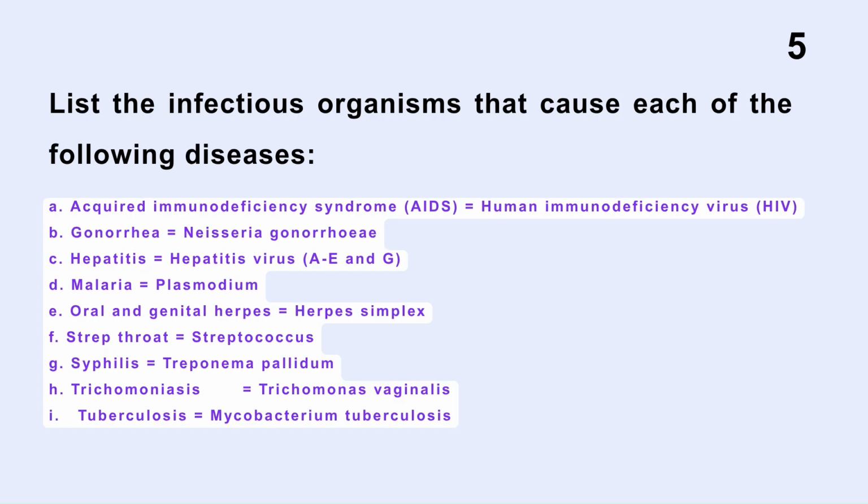Number 5. List the infectious organisms that cause each of the following diseases. A. Acquired immunodeficiency syndrome, AIDS, by human immunodeficiency virus, HIV. B. Gonorrhea by Neisseria gonorrhoeae. C. Hepatitis by hepatitis virus, A and G. D. Malaria by Plasmodium. E. Oral and genital herpes by herpes simplex.